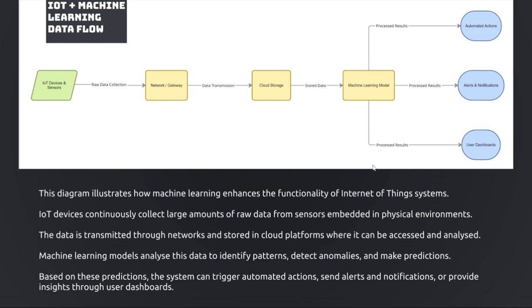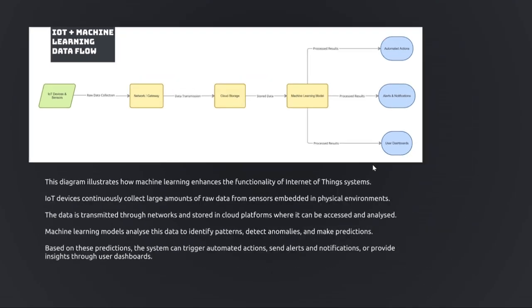IoT devices continuously collect large amounts of raw data from sensors embedded in physical environments. The data is transmitted through networks and stored in cloud platforms where it can be accessed and analyzed. Machine learning models analyze this data to identify patterns, detect anomalies, and make predictions. Based on these predictions, the system can trigger automated actions, send alerts and notifications, or provide insights through user dashboards.